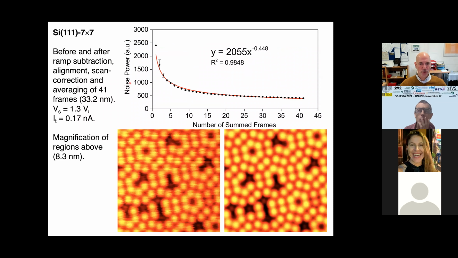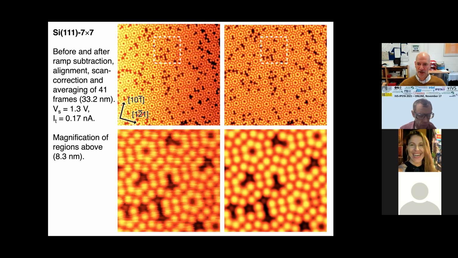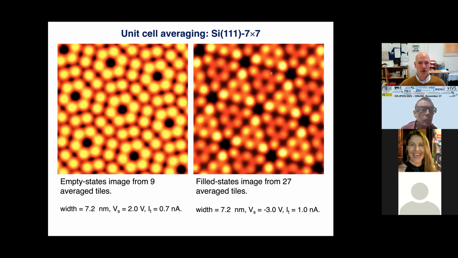Of course, what you can also do is, if you have a single image, you can select lots of bits of the single image, and atoms being the same wherever they are on the surface, as long as the reconstruction is perfect, you could average this unit with this unit here. So you can take single images and do unit cell averaging. So again, you can vastly increase your signal to noise. This is from 9 averaged tiles, and this is from 27 averaged tiles. It would be very difficult to get an STM image from a single scan with signal to noise of this quality.